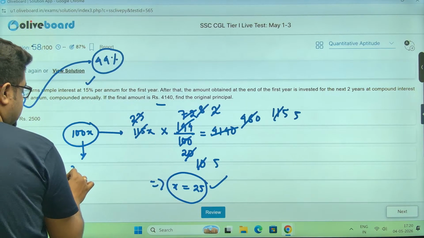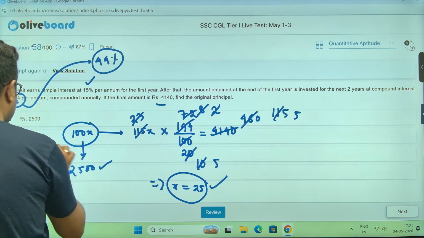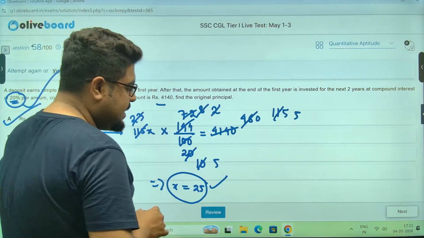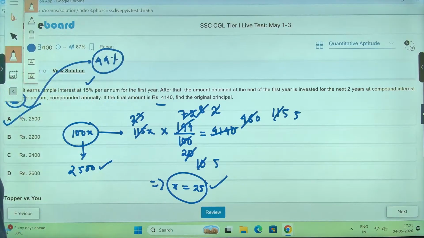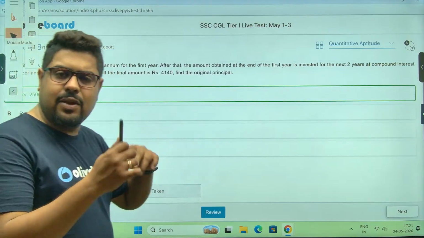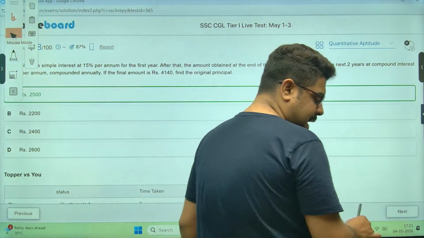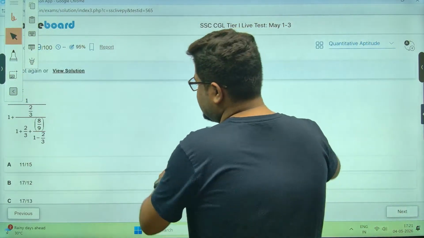Principal will be, sir, 2500. Option A once again, sir. You see? Very simple. You just needed to put the value and calculate a little bit. That's all that was required, sir.